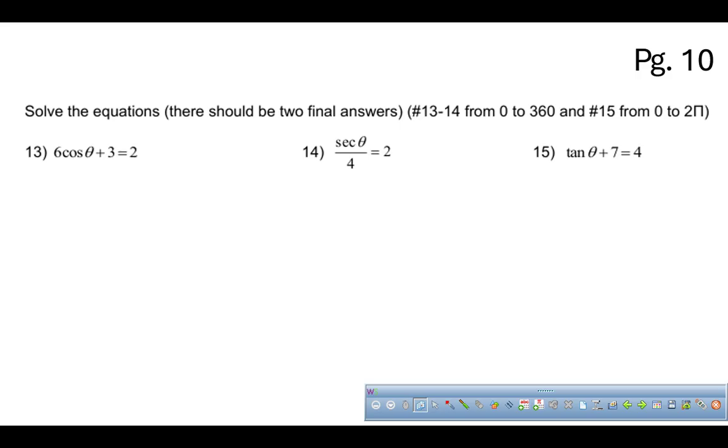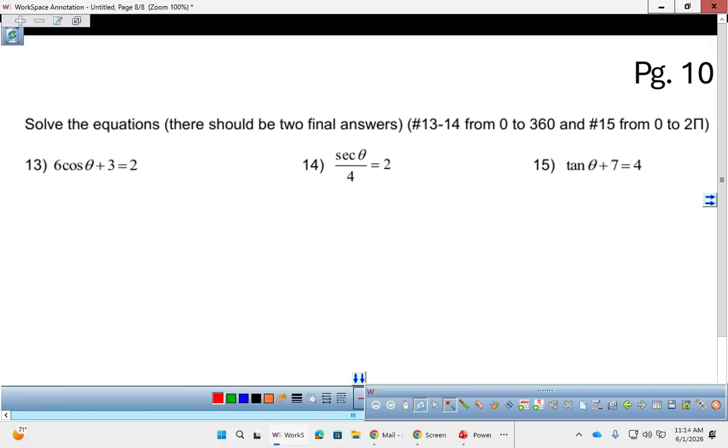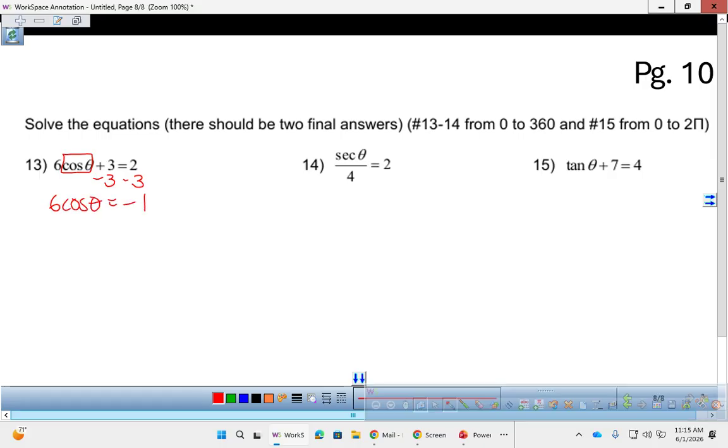All right. So when you are solving a problem like this, the first thing you have to do is get the trig function alone. I need to get the cosine of theta all by itself. So I just have to do some inverse operations. Subtract 3. So I get 6 cosine theta equals 2 minus 3, which is negative 1. And then divide by 6. Cosine theta equals negative 1/6. So step 1, isolate the cosine. Everybody okay with that part?